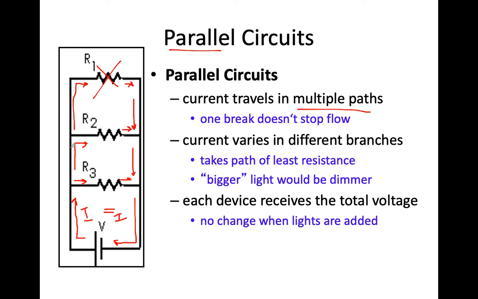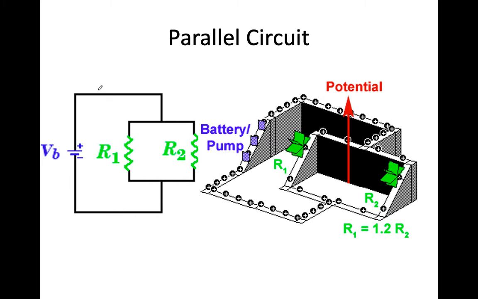It's like a ride. You come up here and you're like, I want to go this way. Well, this ride's closed, so I got to go this way, or I got to go all the way back here and go around. Either way, if one breaks here, they all don't break. Okay? So here's a parallel circuit.